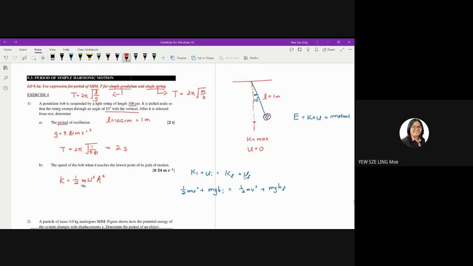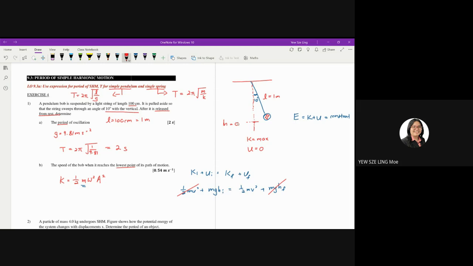So what are we going to do next? Initially your object is at rest. It's released from rest, so initial kinetic energy is equal to 0. When it reaches the lowest point, we assume h equals to 0, so h final is equal to 0. Therefore U final is equal to 0. So we are left with just this equation: m g h initial equals to half m v squared. You want to calculate v, but one question is, we don't have h. So how do we calculate h initial? That would be the question.